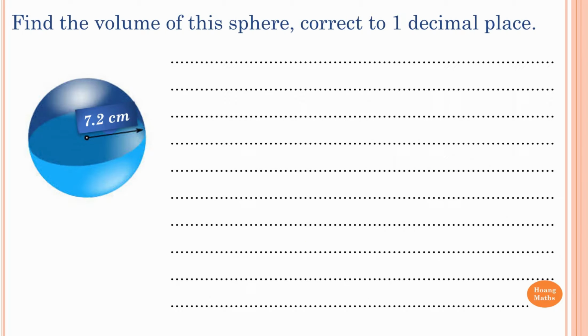Find the volume of this sphere correct to one decimal place. So first of all, we know that the volume of a sphere is 4 over 3 pi r to the power 3. So in this sphere, the radius is 7.2 centimeters. So now we just substitute that into the formula.